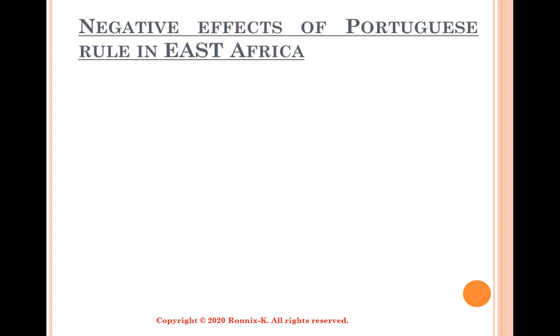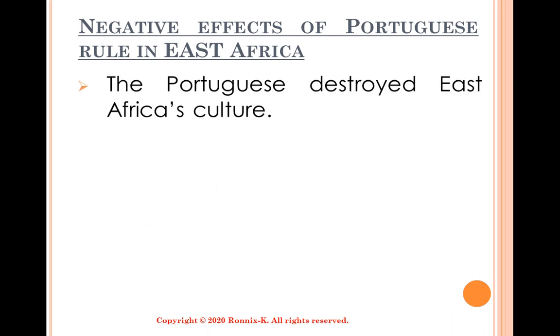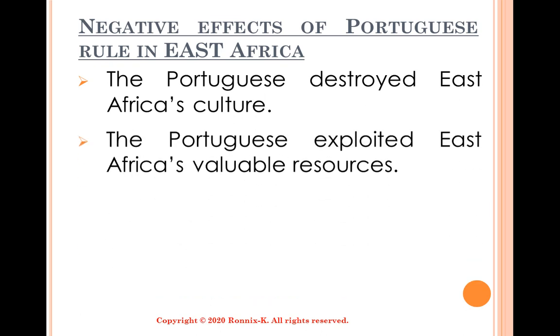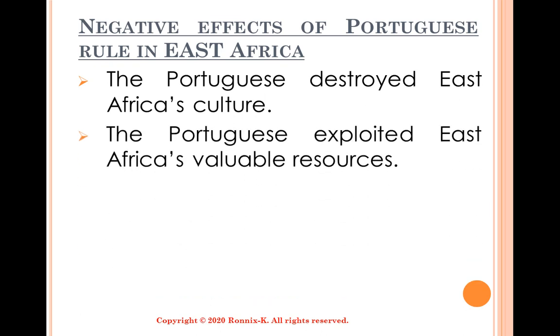Let me hope that you've understood that part. Now let us go to the negative effects of Portuguese rule in East Africa. Which bad things happened because of Portuguese rule? 1. The Portuguese destroyed East Africa's culture. Through introducing Christianity, their way of dressing, their language, the culture of the Africans at the East African coast died. Then the Portuguese exploited East Africa's valuable resources. They were taking resources from East Africa, gold, etc.